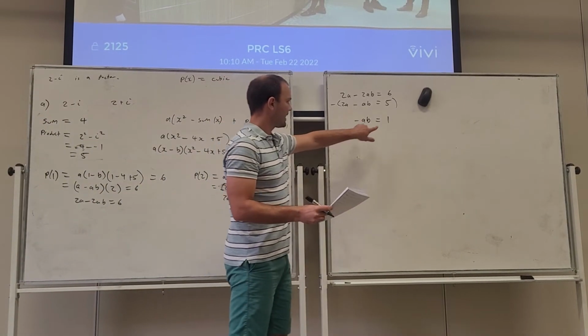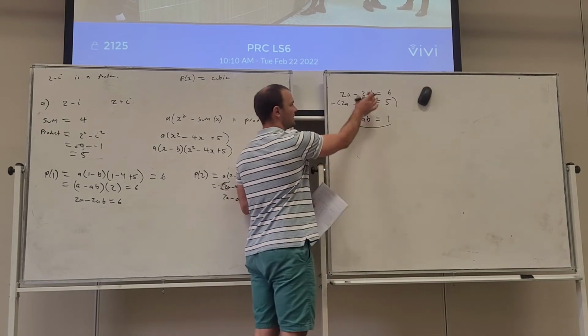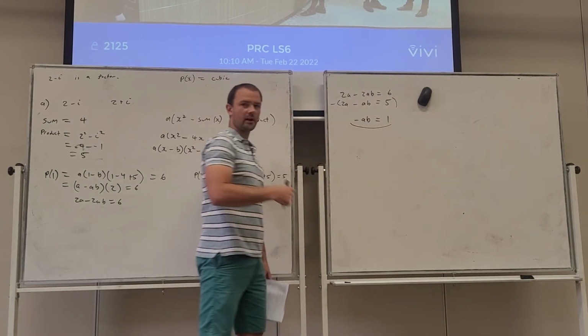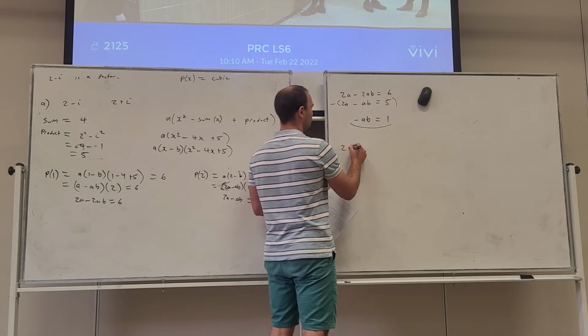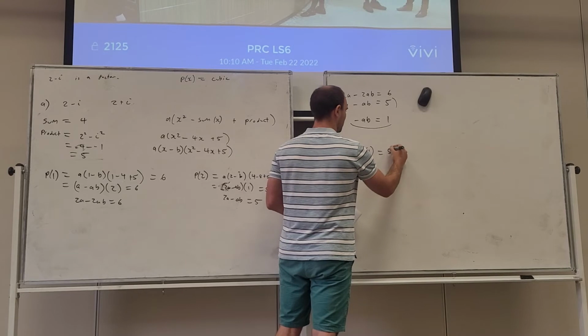Alright, so we've got minus a is 1, and now we're going to substitute this piece of information into either of them. Doesn't matter which one we do. We'll go this one because then there's less multiplication involved. So we've got 2a, take 1 equals 5.